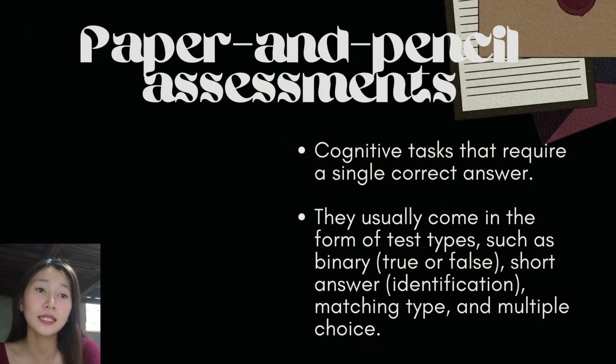So next is the paper and pencil assessment. It is a cognitive test that requires a single correct answer. It is a form of test type such as binary, true or false, short answer, matching type, and multiple choice. So this paper and pencil assessment is very useful to us as students, because here in the paper and pencil you are actually not just assessing, but you are actually interpreting what you have learned from the previous discussion that your teacher had already discussed.